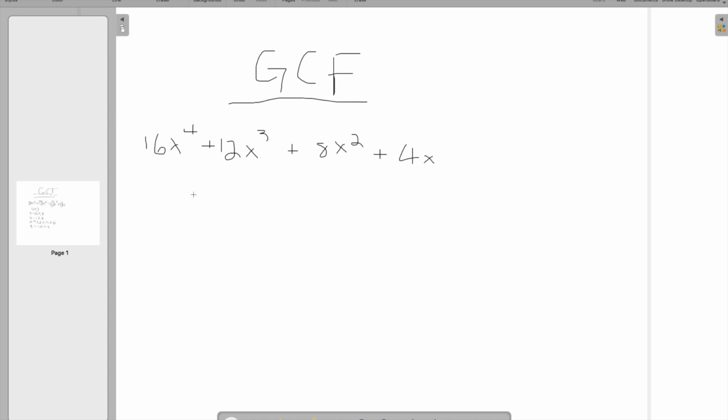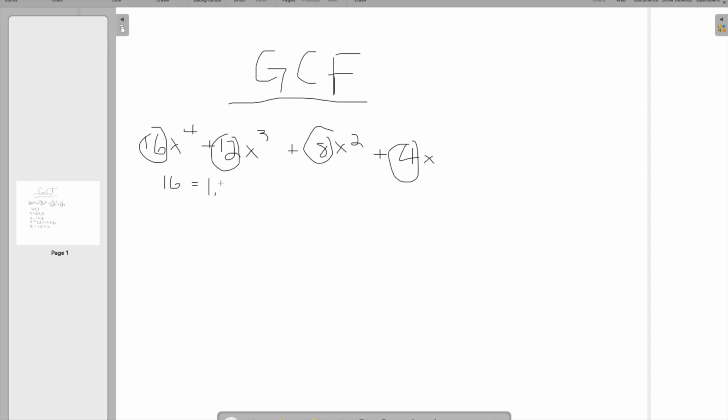So the first thing to find the greatest common factor is you want to find the greatest common factor of each coefficient. So 16, 12, 8, and 4. So what I'm going to do is list out all the factors of each.